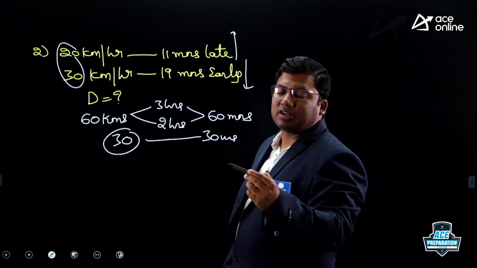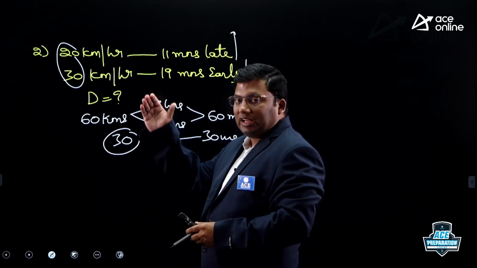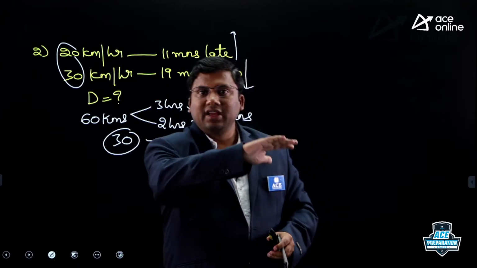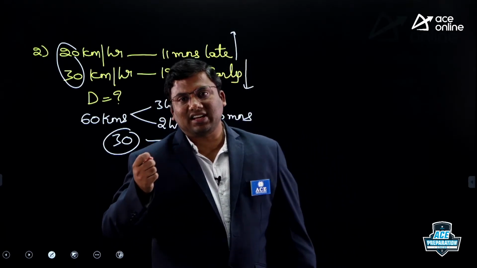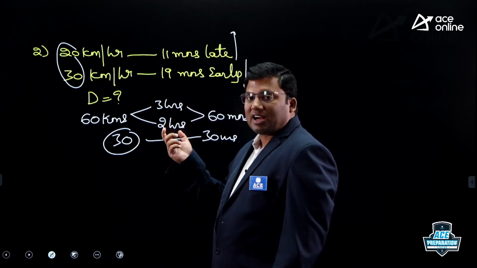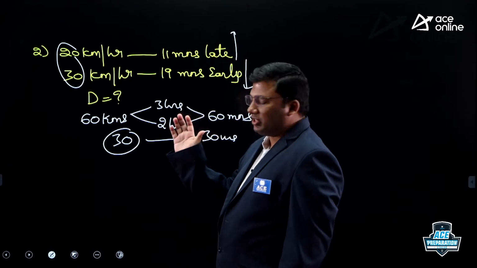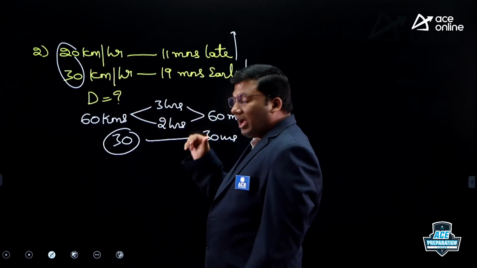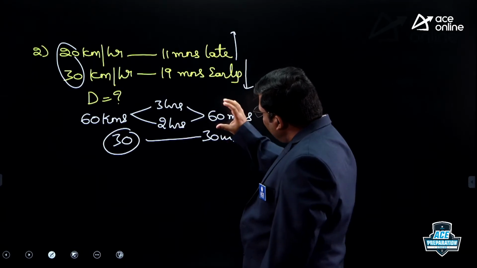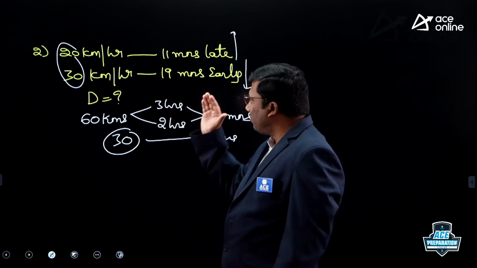Within seconds you can solve the problem if your concepts are very good. 20, 30, every day from home to office. What is constant? Distance is constant. If distance is constant, take the LCM of the speeds. 20, 30, 60. First day, 3 hours. Second day, 2 hours. Gap is 1 hour, which is 60 minutes, which is 60 kilometers.